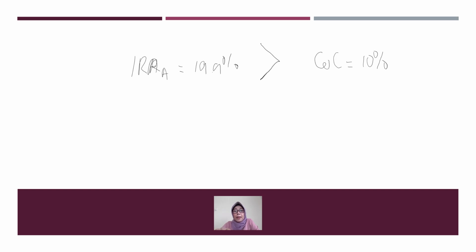Now how about the internal rate of return for project B? Is project B going to be accepted like project A, or is it going to be rejected? I'm going to wait for you for the answer, to calculate the internal rate of return for project B.